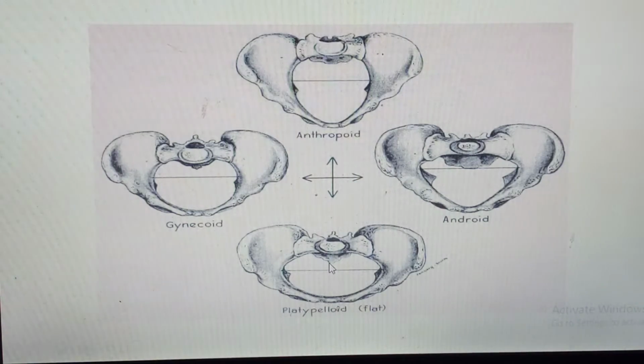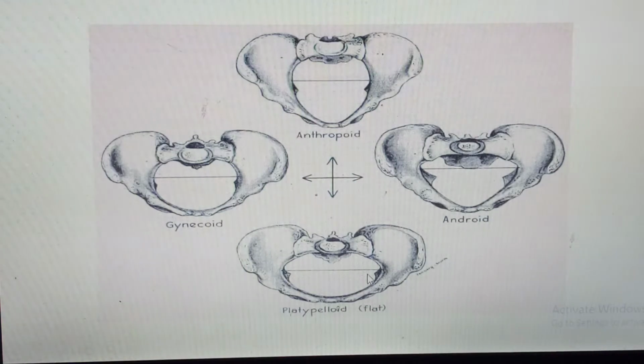And there is also one which is less common in both sexes, finding itself in about 20% of females. This is what we call the platypelloid type of pelvis. The word platy has to do with flat. So its pelvic inlet is slightly flattened, presenting as a kidney-shaped pelvic inlet, not heart-shaped, kidney-shaped.